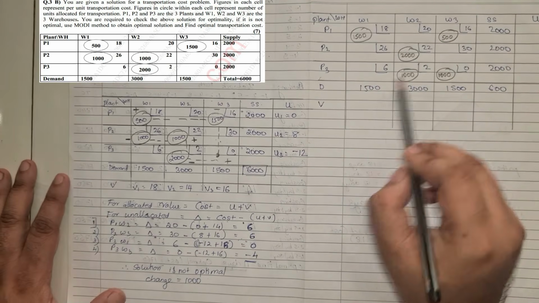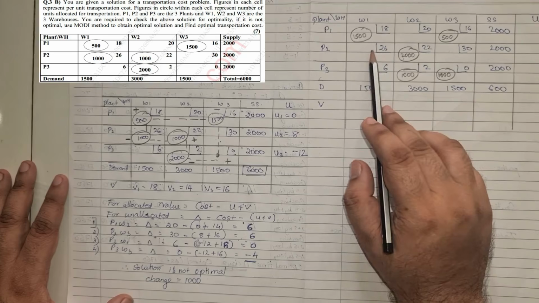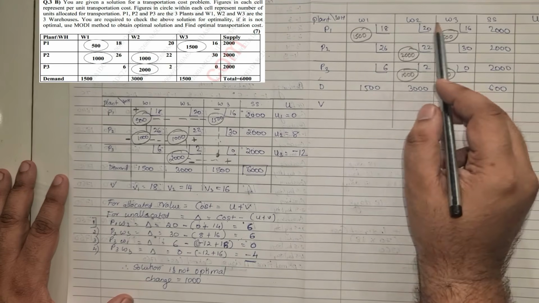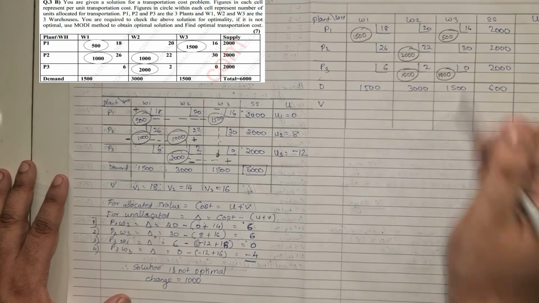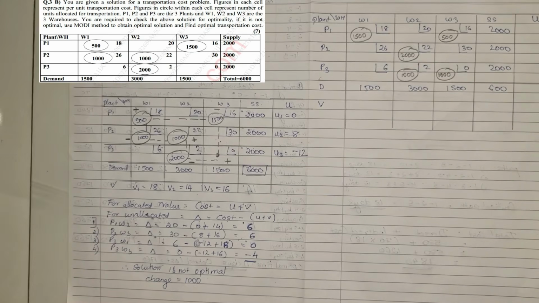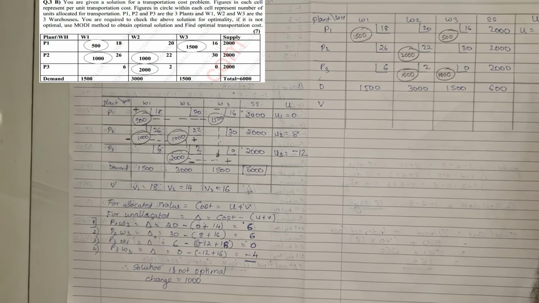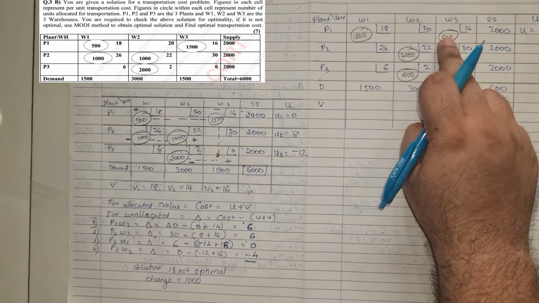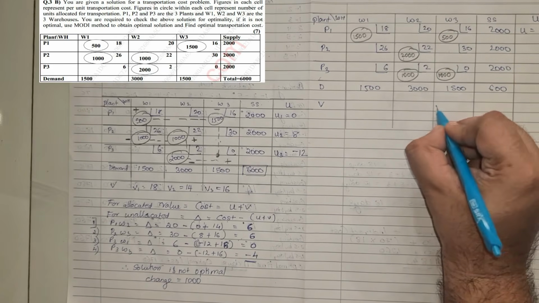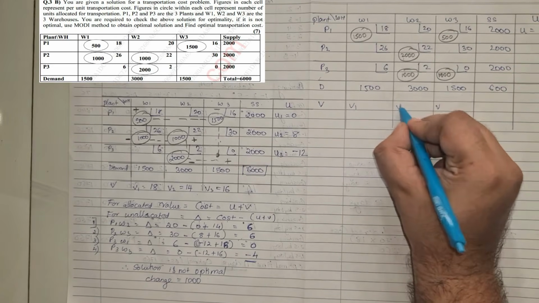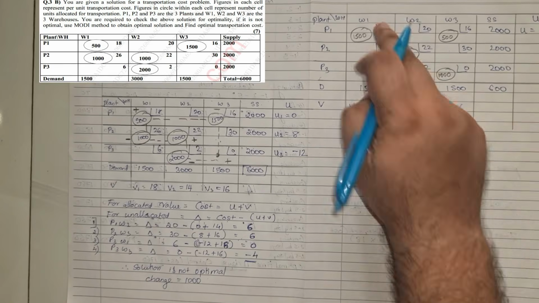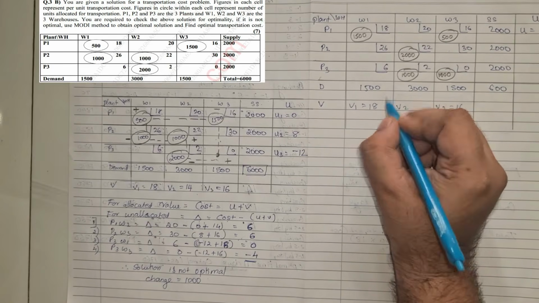So we check allocated values are 1, 2, 3, 4, 5 allocations, and 3 plus 3 is 6, 6 minus 1 is 5. So they are now optimal. Okay, they are balanced now. So now we'll have to use our UV method to check its optimality. So U will be 0. If this is 0, this is allocated, so 16 minus 0 is 16. V1, V2 and V3 will be 16. 18 minus 0 is 18.